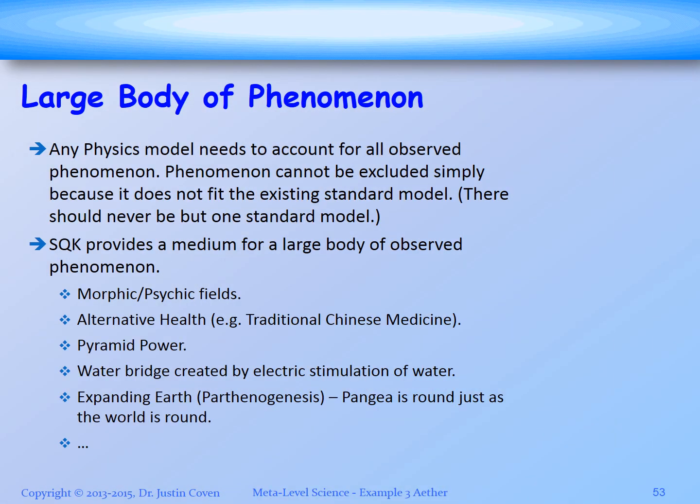Large body of phenomenon. Any physics model needs to account for all observed phenomena and also all to be observed phenomena. Phenomena cannot be excluded simply because they do not fit the existing standard model. There should never be but one standard model. There should always be a multitude of them, and there should always be a comparison of them based on characteristics.